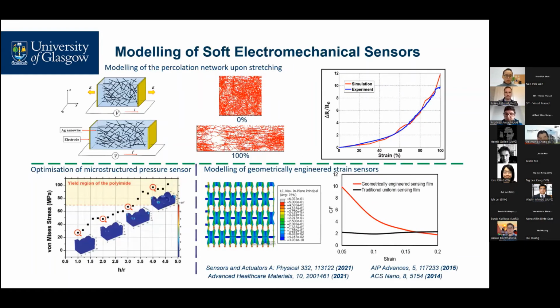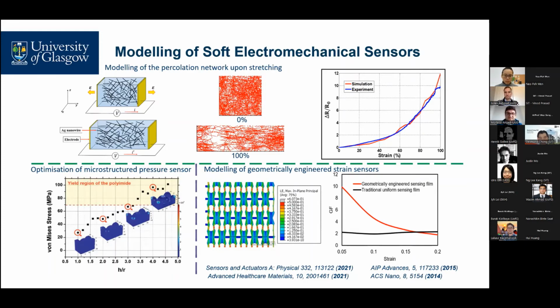So along with our experimental works, we also developed different modeling tools to understand the electromechanical properties of these sensors. On the top is an example of our model of the percolation network of silver nanowire PDMS nanocomposite sensors, where we assigned these nanowires, and then we looked into the repositioning and reorientation of these nanowires in space when we stretch the nanocomposite sensors.